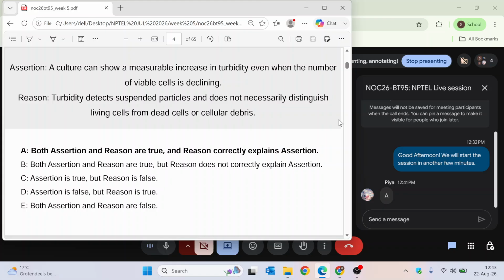So a culture can show a measurable increase in turbidity even when the number of viable cells is declining. Similarly, turbidity does not distinguish live cells from cellular debris, and that's why we go for some culturing techniques.